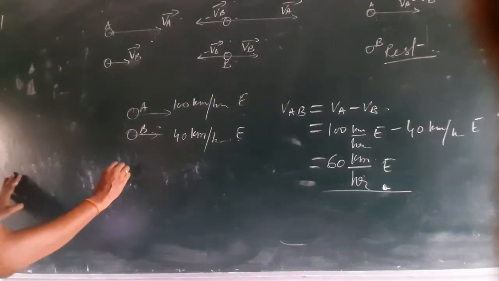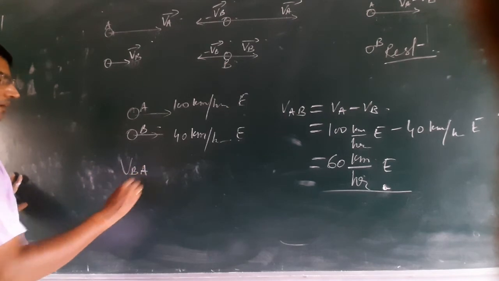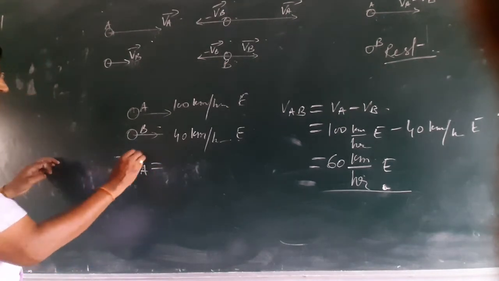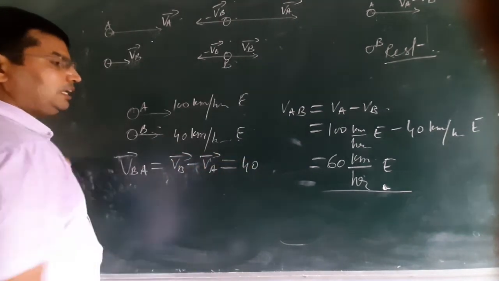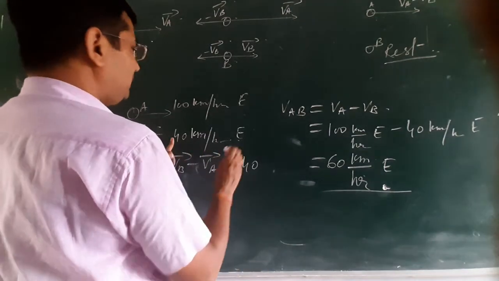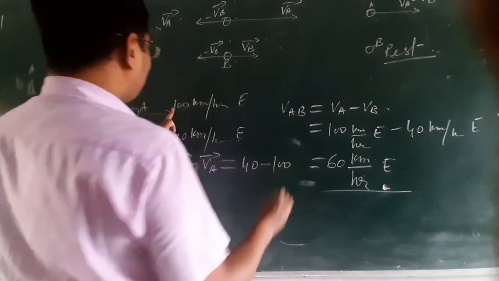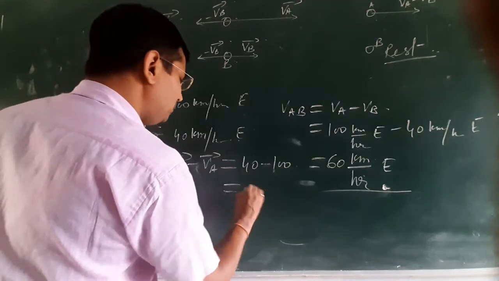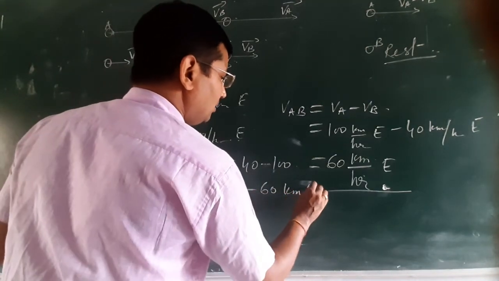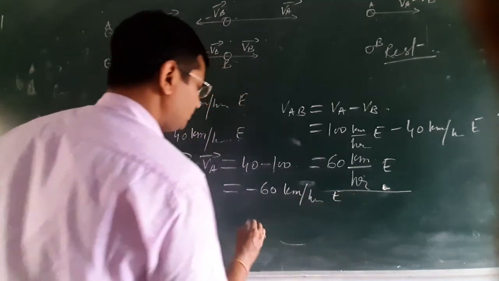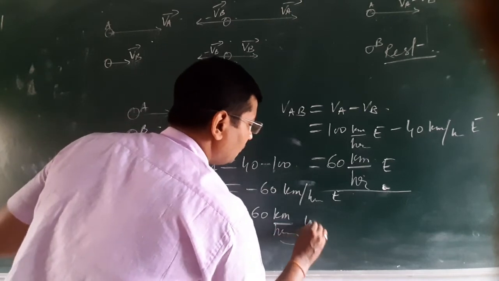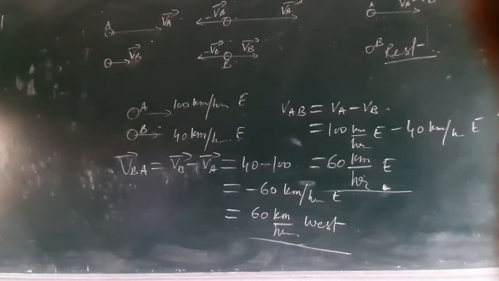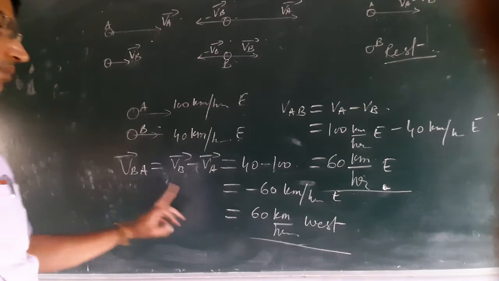But if you have to find the value of the relative velocity of B with respect to A, then what will this be? This will be VB minus VA. And VB is plus 40 km per hour and VA is plus 100. So 40 minus 100 will be minus 60 km per hour east. Means plus 60 km per hour west, because west is the opposite vector of east. So this is the relative velocity of object B with respect to A.